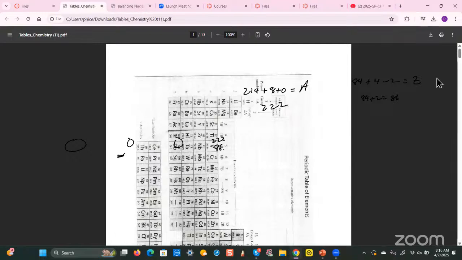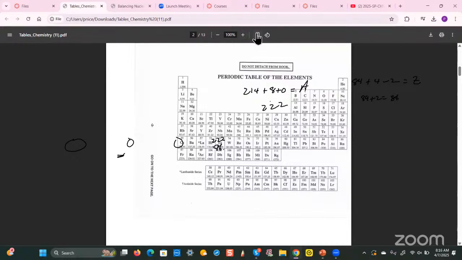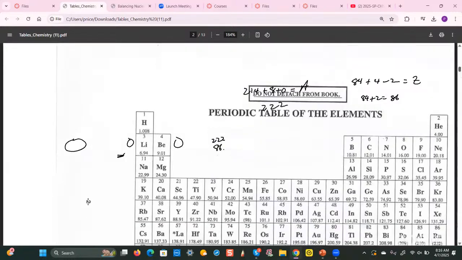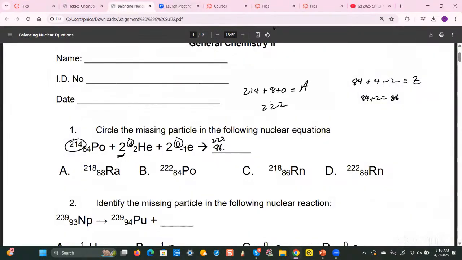Okay, so what we do now is look for the element that has atomic number 86. And according to this periodic table here, where's 86? 86 is radon, all right? So let me move this out of the way. So basically, radon would be the answer here, which would be D, all right? And that's how you do that.